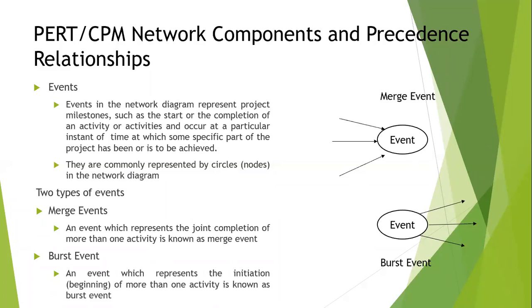So the circle or node is an event, and then we have two kinds of events: merging event and burst event. Merging event means what? Completion of more than one activity. So different activities coming together and forming an event, and generally it's the end part of your node. Burst event means what? It is about to start. It is about to burst, or it is about to initiate an activity. So if you look at the arrow marks here, you have the merging event where all the events are merging, and the bursting event where all the events are about to start.